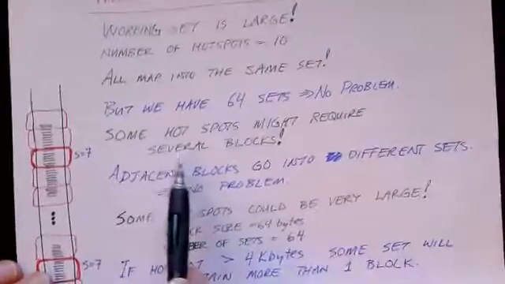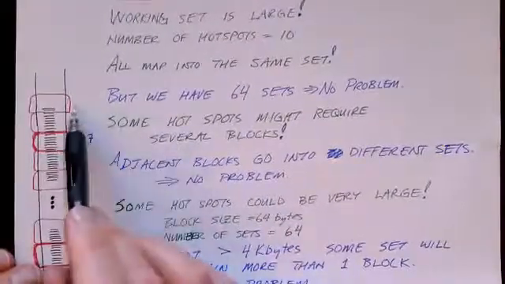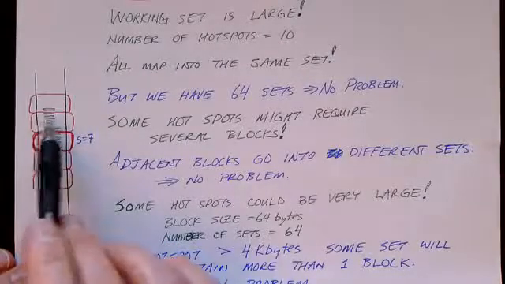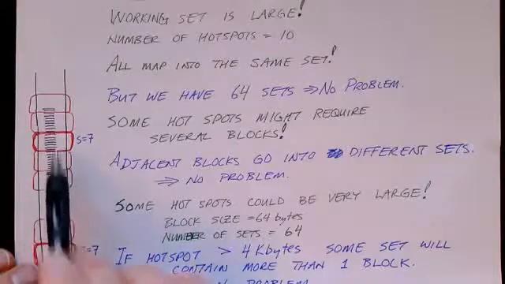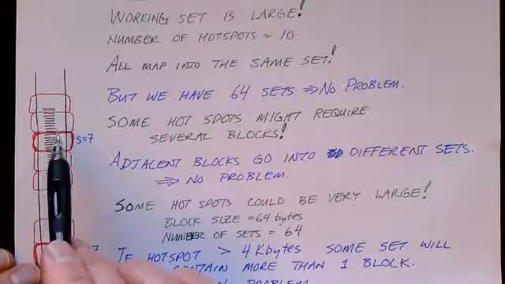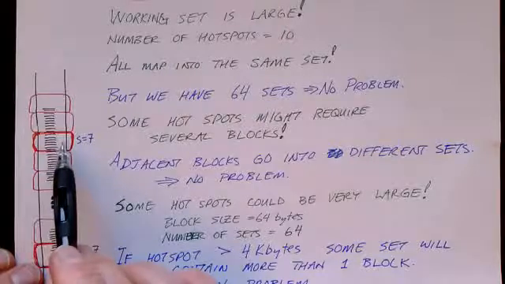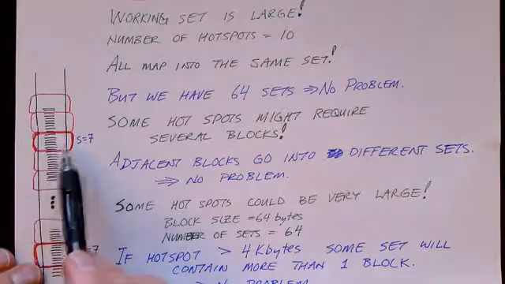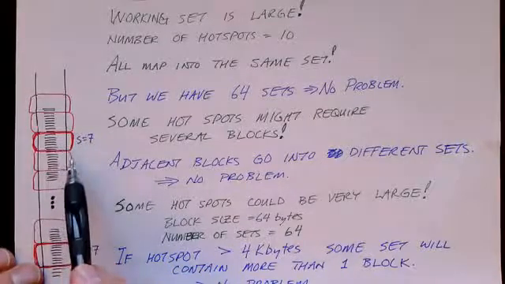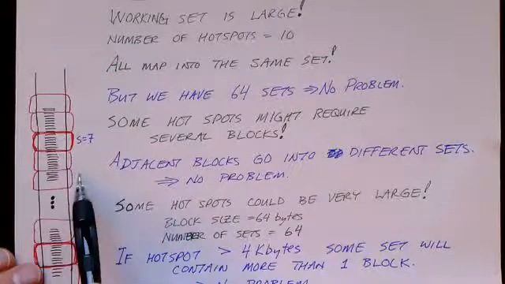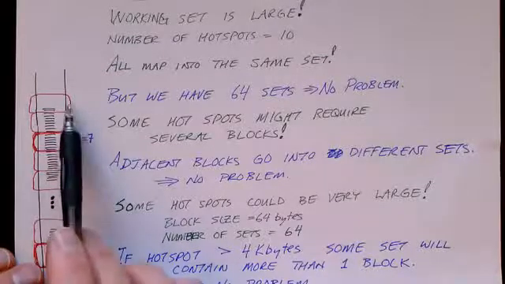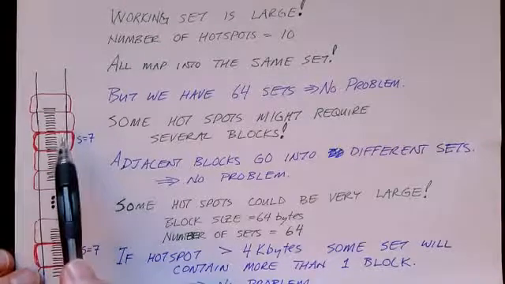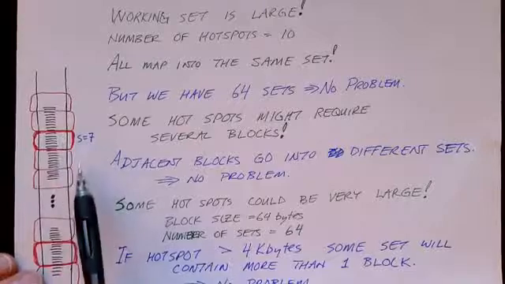Some hotspots may require several blocks, like we may have a particularly large loop, and I've shown this over here. So this hotspot requires lots and lots of blocks. But notice that the adjacent blocks go into different sets. So this block here might go into set number 7. Well, that means this one goes into set number 8, this one goes into set number 9, and 6 and 5 for these 2 blocks. So they're going into different sets, so we should have no problem there.